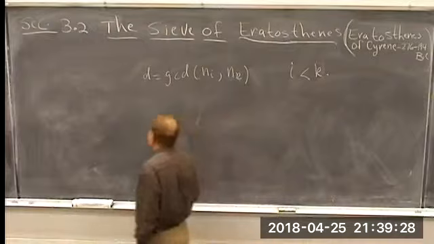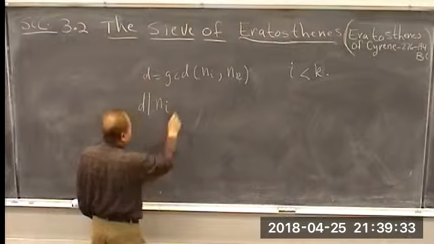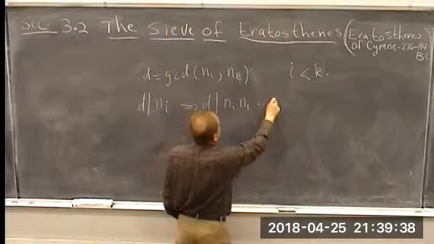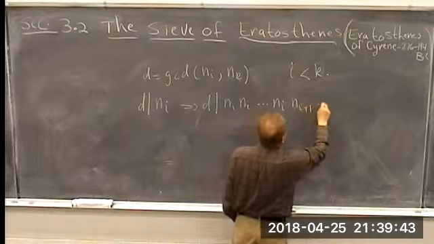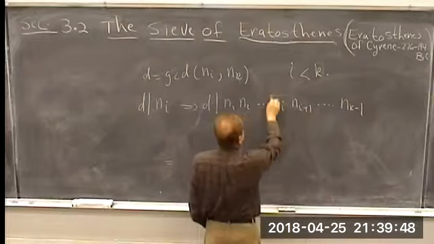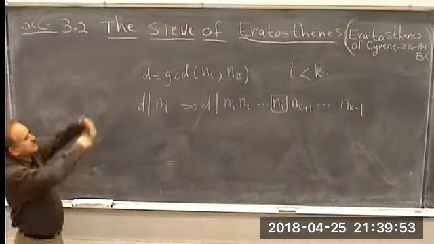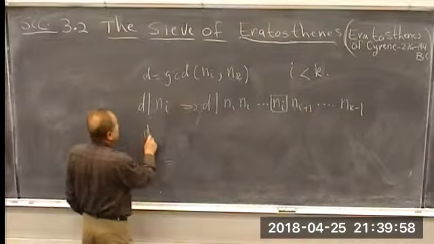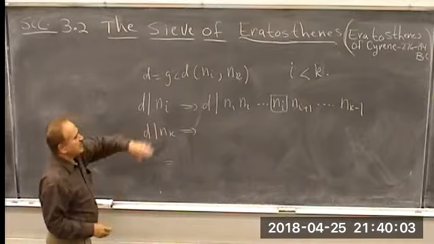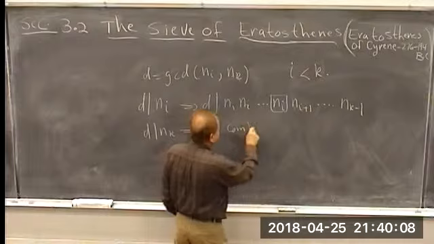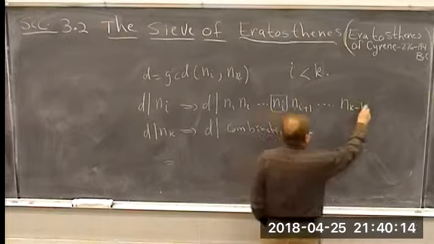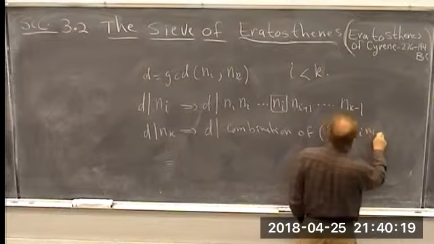So this means that D is going to divide Ni, and this implies that D divides N1 up to Ni, and I could add more to this, up to Nk minus 1, because there is an Ni in there, and once D divides that, it divides the other factors. We also have from here that D divides Nk. This means that D divides a combination of these: N1 up to Ni, Ni plus 1 up to Nk minus 1, and Nk.